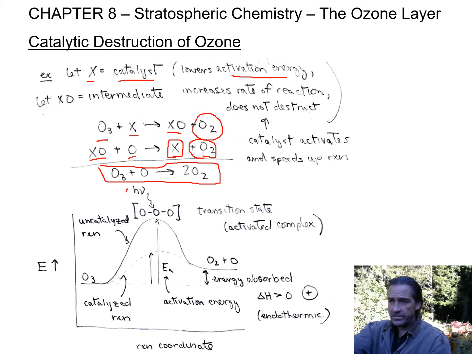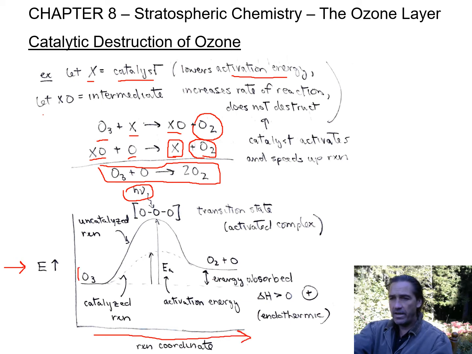I want to add, this is again all occurring under daylight hours. These are photochemical reactions. They do need sunlight. They do need ultraviolet light in order for the reaction to progress. And so what I have here at the bottom is just a plot showing the reaction taking place.